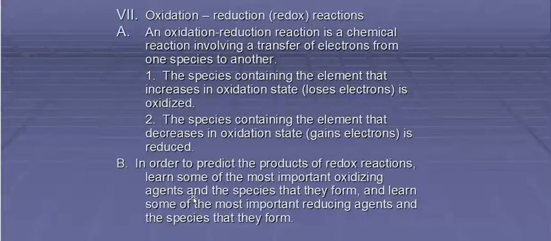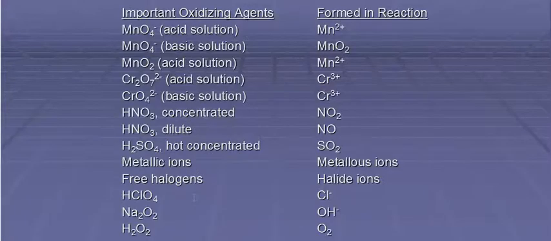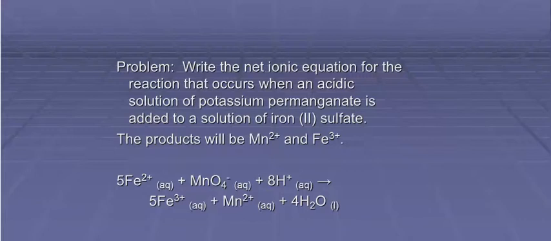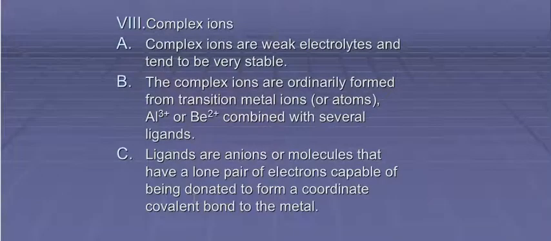Seventh type, redox reactions. Now we've already covered redox reactions, and we will have a test specifically on redox reactions, so we're not going to worry about this type of reaction for this test. So we're going to skip all of the redox. We're going to go to number 8, complex ions.